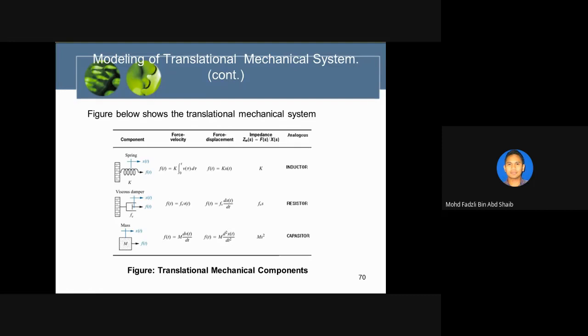Okay, we continue. For translational mechanical system, we have three parts, which is spring, damper, and mass. Can you see all the T, tau, and so on? Please don't forget about that, because what we consider is in the S domain. For the spring, the impedance is going to be K. It's analogous to the inductor.